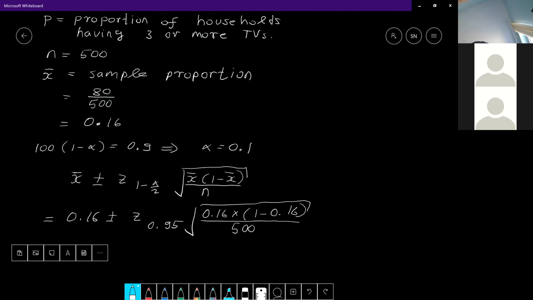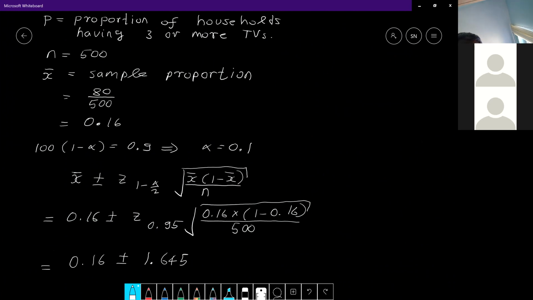Now, if you read this off the normal table, this is what you get: 0.16 plus or minus 1.645, multiplied by the square root of 0.16 times 0.84 divided by 500. So this is the answer to question number 3.